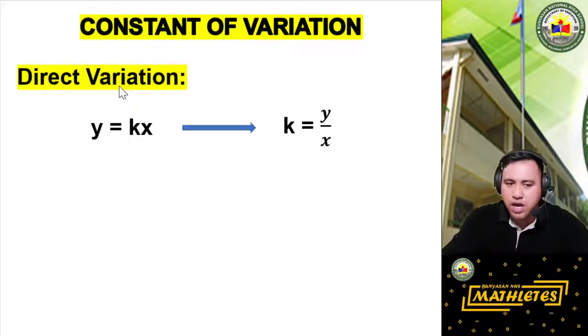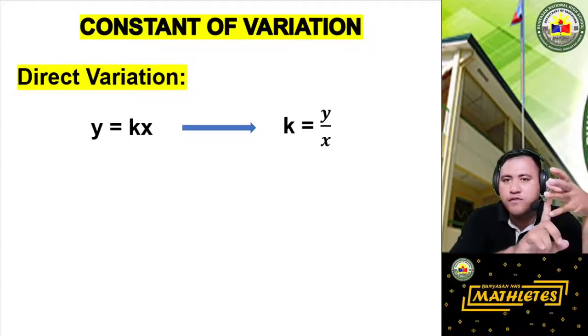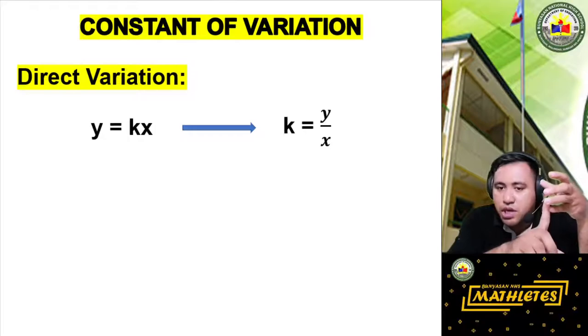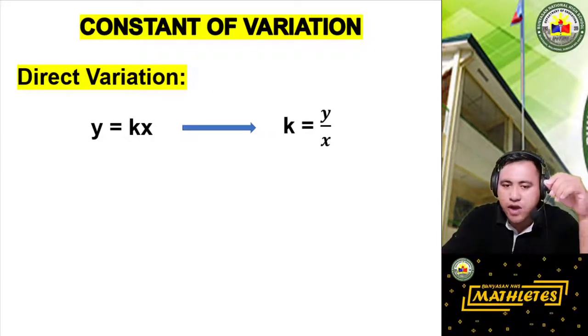So, paano kinukuha yung constant of variation sa direct variation? How can we get the constant of variation in direct variation? The equation of the direct variation is y is equal to kx. This equation describes a direct variation. To get the constant, k is the constant of variation, so we have k is equal to y over x. The constant of variation of the direct variation is the quotient of the two quantities. So, you are going to divide the two quantities in order to get the constant of variation.